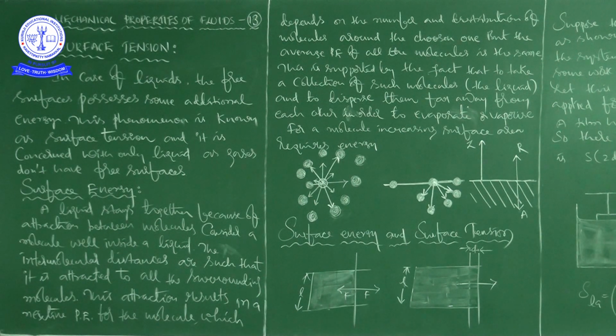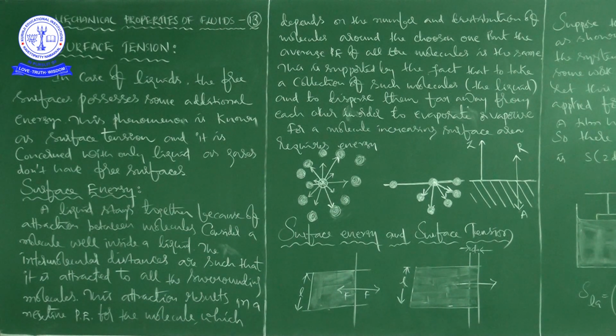Next, this attraction results in a negative potential energy. See this picture. This attraction results in a negative potential energy for the molecule, which depends upon the distribution of molecules around the chosen one. But the average potential energy of all the molecules is the same.